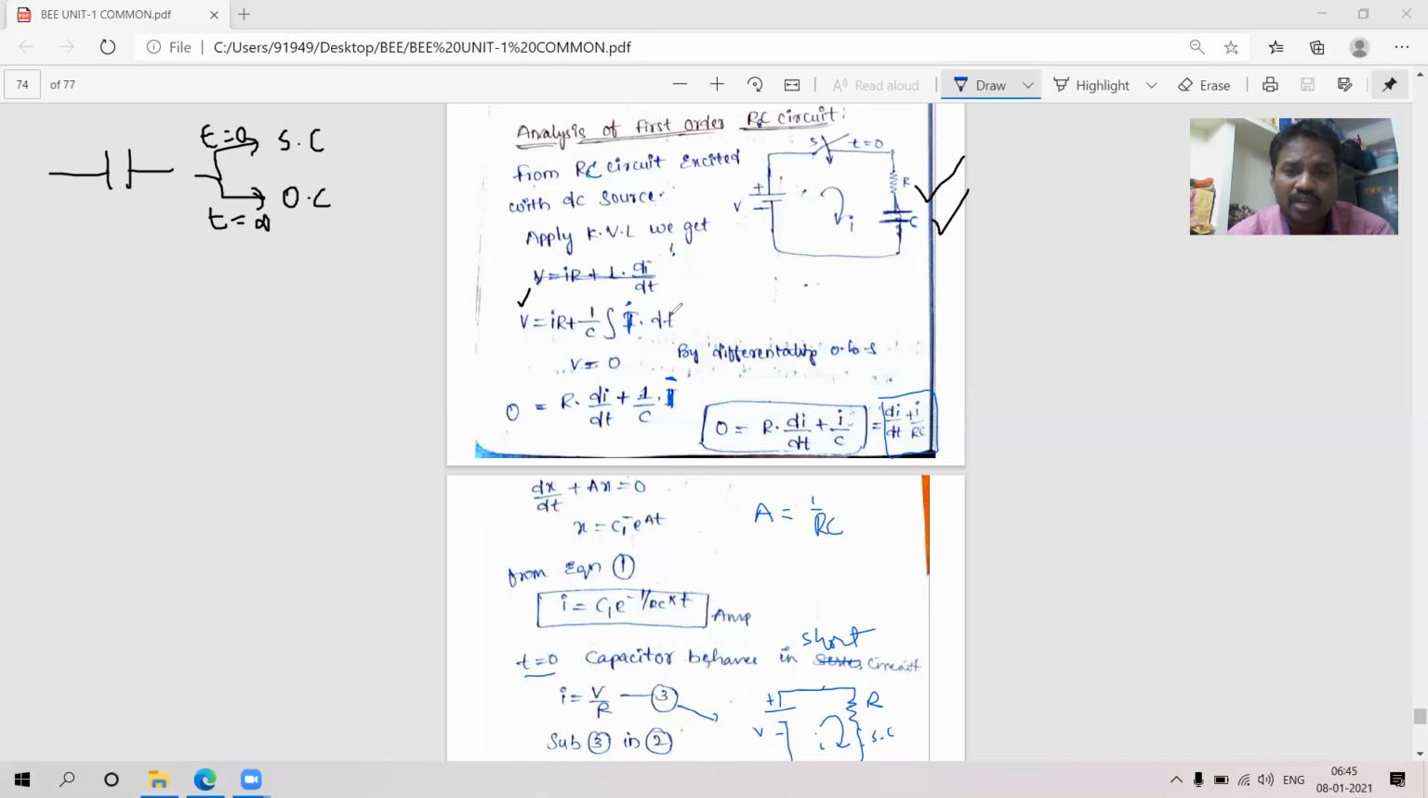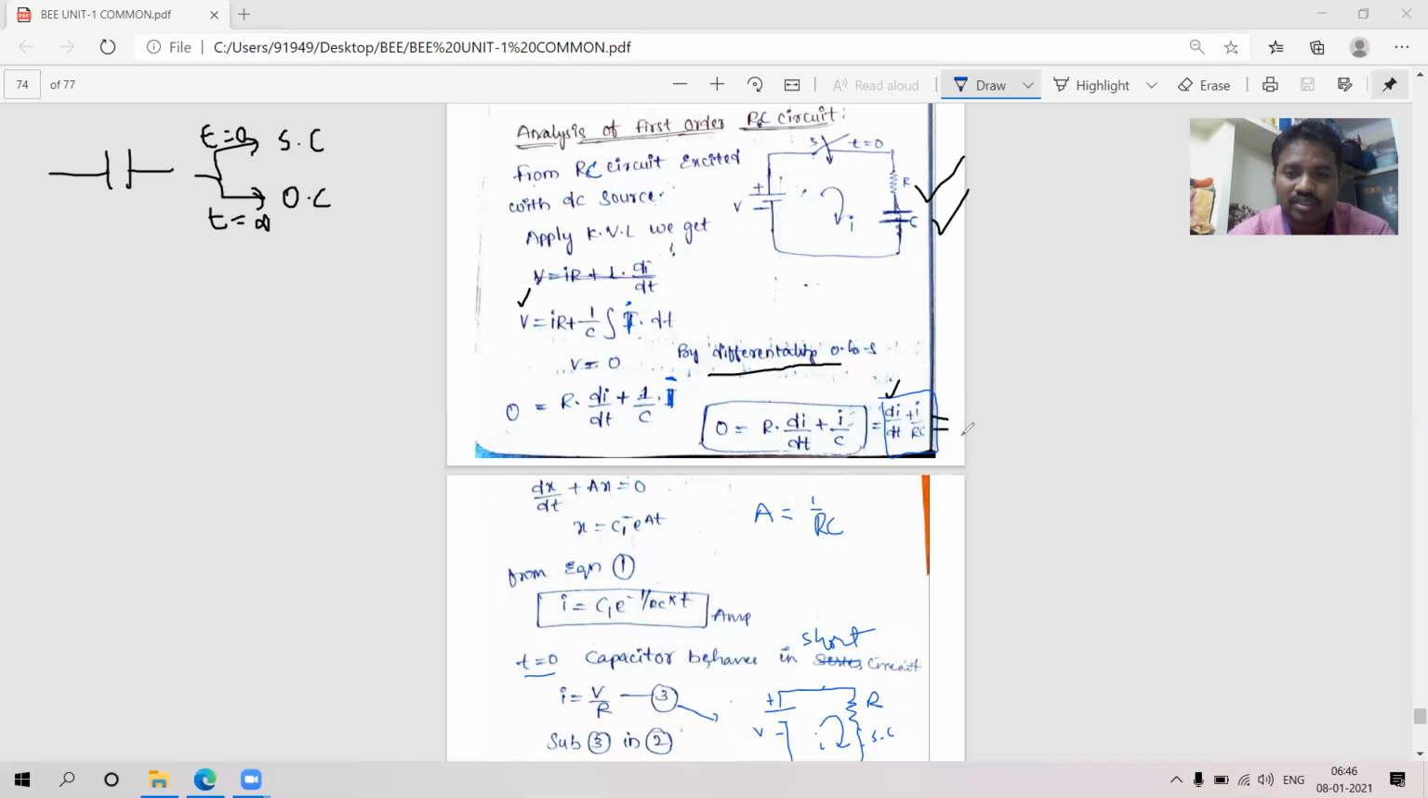Now I am differentiating on both sides. V is a constant voltage, so its derivative is 0. The capacitor depends upon past history and present, so it is a differential one: R into di by dt plus 1 by C times the integral of I dt. Integration and differentiation cancel, so only the term I remains. So we get R into di by dt plus 1 by C into I equals 0. To make it a standard equation, I divide by R on both sides. 0 by R is 0, R by R is 1 into di by dt, and I by R times C in the denominator gives I by RC. So this is the equation I got.